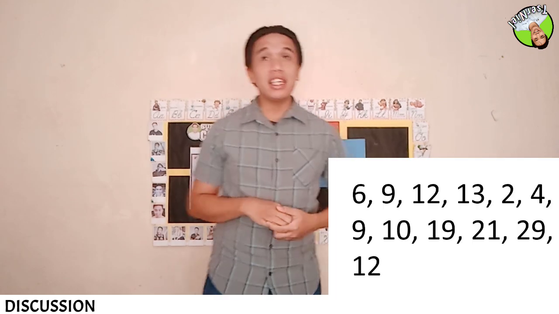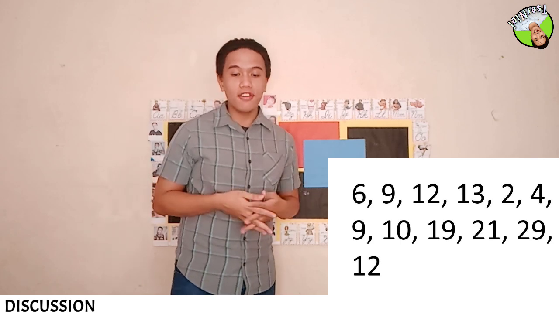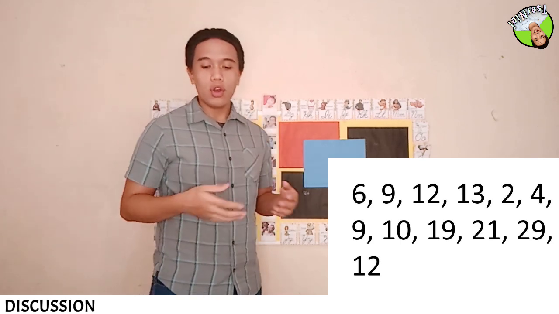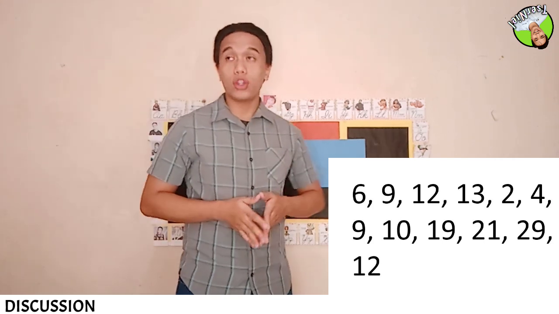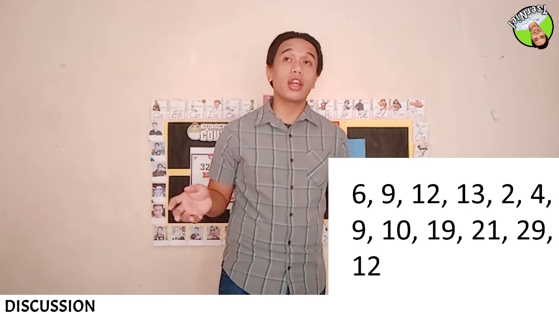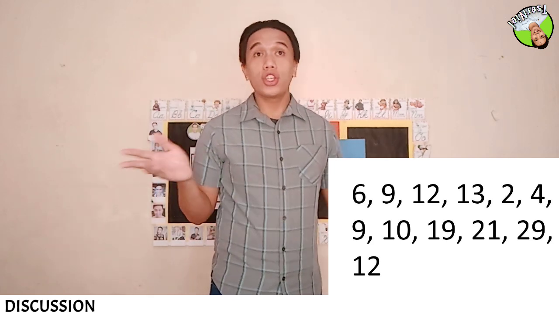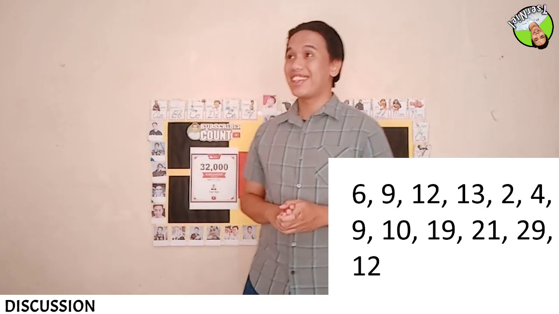Now, let us have another example. Find the median in this set. 6, 9, 12, 13, 2, 4, 9, 10, 19, 21, 29, and 12. Now, as you can see, the numbers are not yet arranged properly. So, using your show me boards, I want you to arrange the numbers in ascending order.